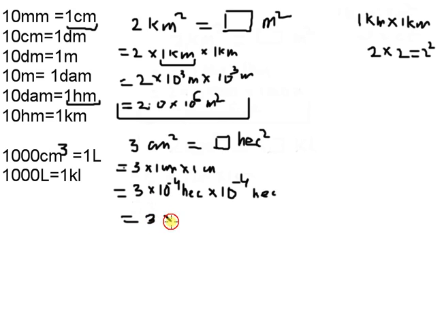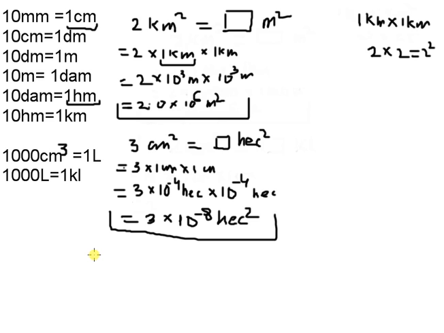our answer is 3.0 into 10 to the power minus 8 hectometer square. So this is my answer. If you have a problem doing it, you can go by the step method, like converting first centimeter to decimeter, and so on. Now I'll take some examples of volume.